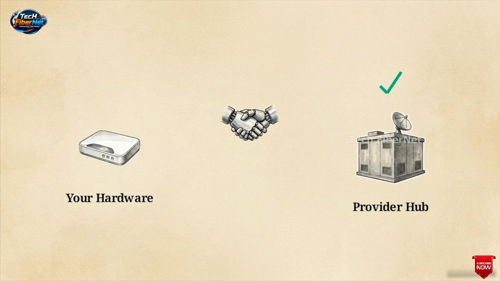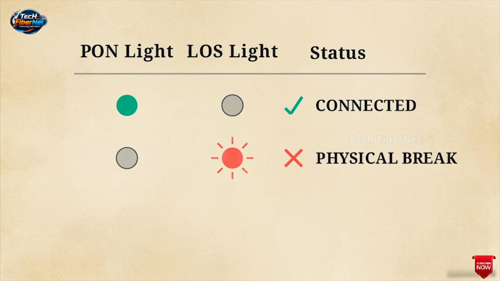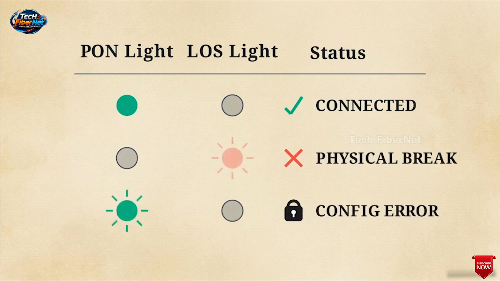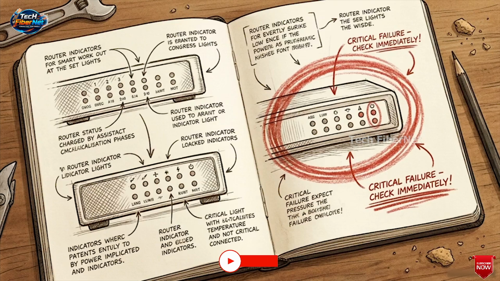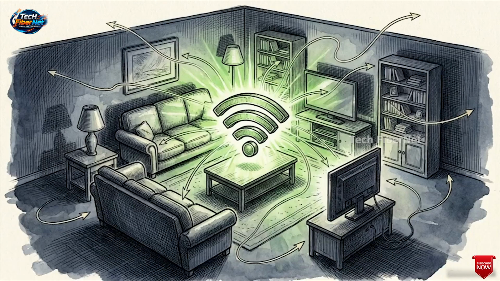Here is your diagnostic cheat sheet. Solid PON, LOS off, you're connected. Off PON, red LOS, a physical break in the line. Blinking PON, LOS off, an ISP configuration error. By narrowing down the specific failure state, you skip the guesswork. You can call your provider, tell them exactly whether you have a physical light drop or a logical handshake failure, and get your connection restored immediately.